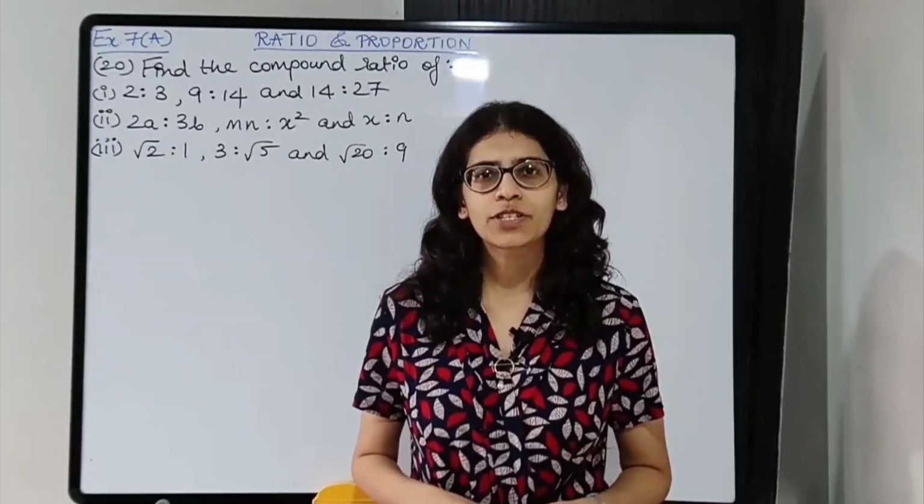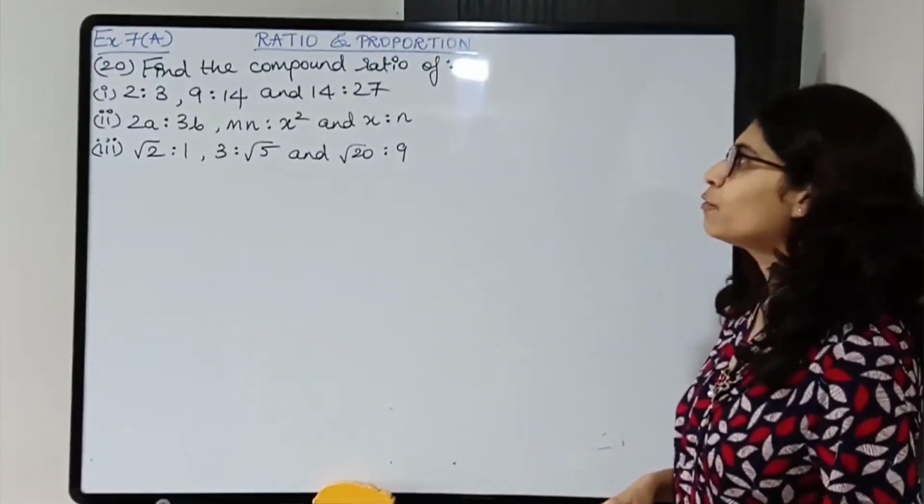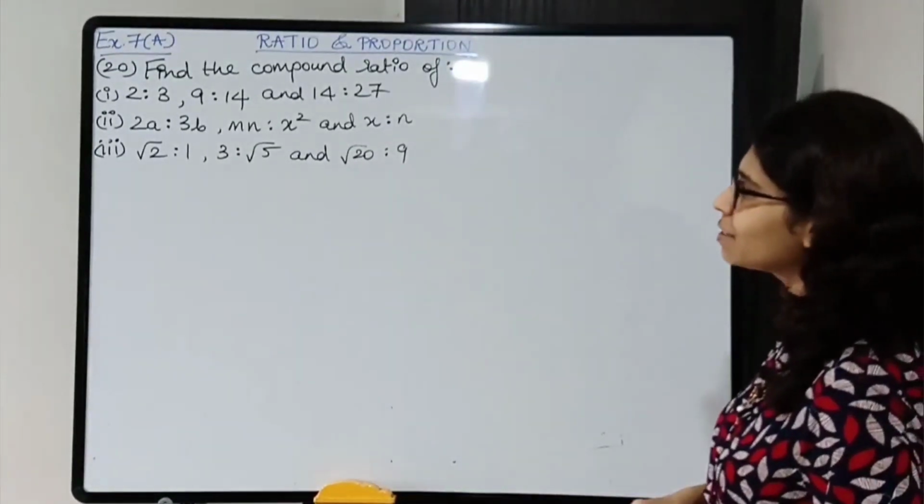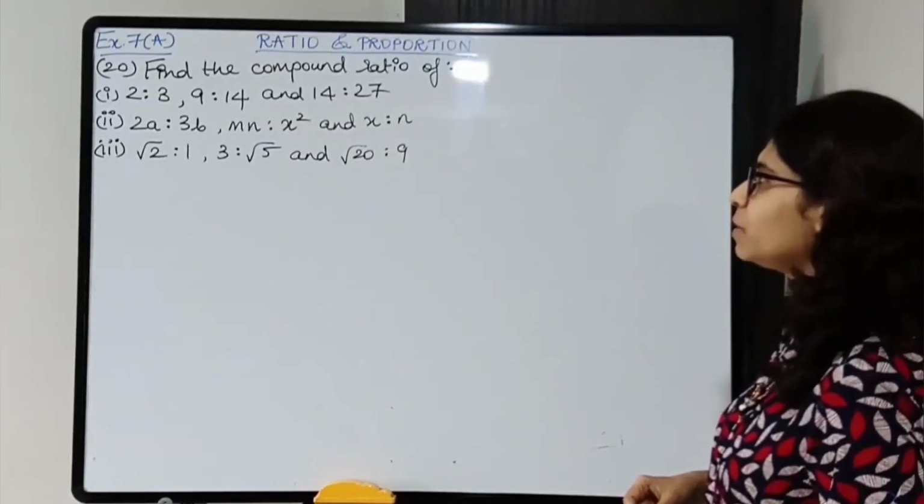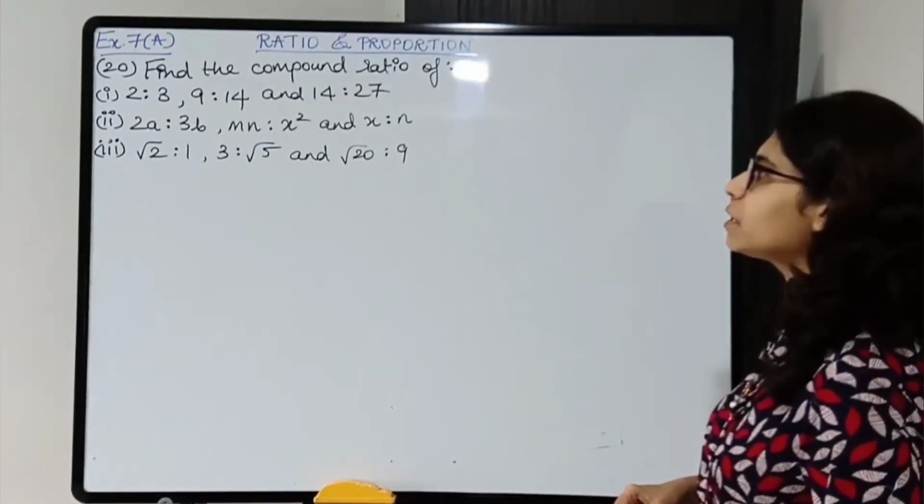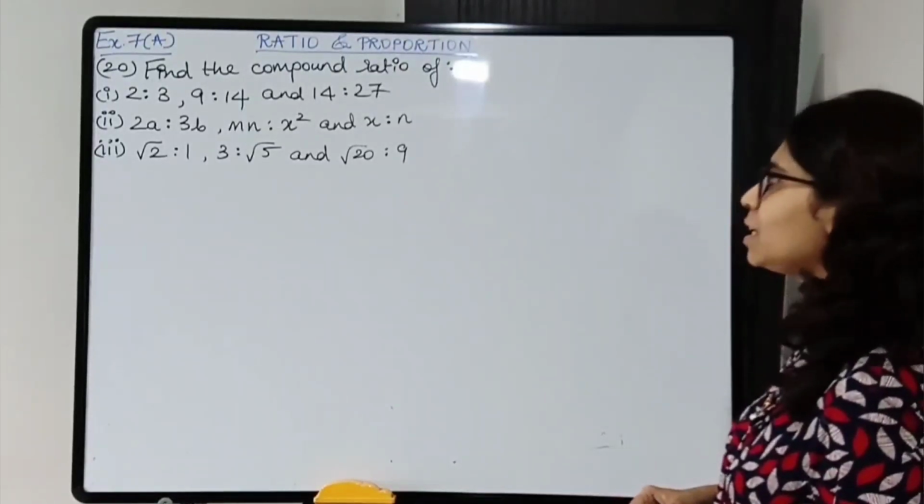Okay, moving on to next question, question number 20. Find the compound ratio of first part 2:3, 9:14 and 14:27. Second part 2a:3b, mn:x square and x:n. Third part √2:1, 3:5 and √20:9.